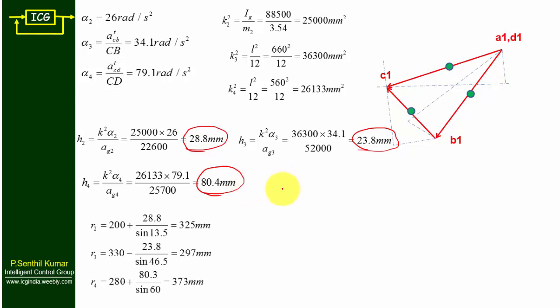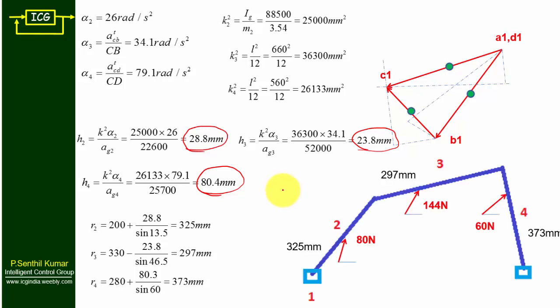Now we can go to R. So what is R? Let me explain R with this diagram. Here, R represents the point of application and the distance between this point to the corresponding force. Here we are getting 325 mm. This is the distance, 325 mm. Then 297, this is the point of application, 297. Then 373. This is the 373. So we need to find that value.